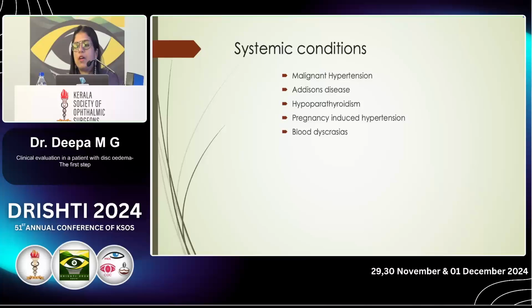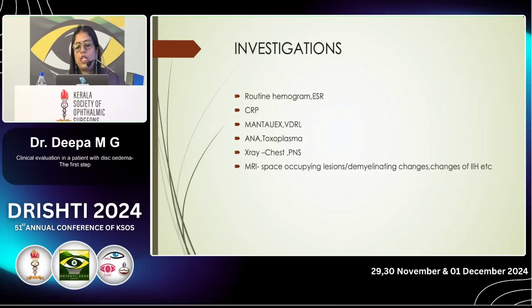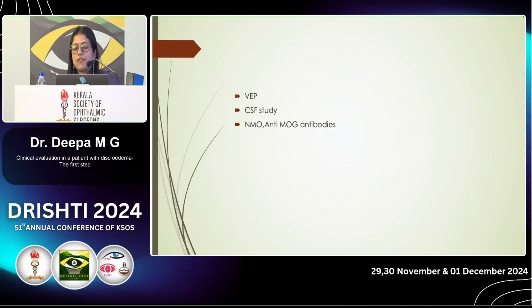Some systemic conditions that we have to keep in mind are malignant hypertension, Addison's disease, hypoparathyroidism, pregnancy-induced hypertension, and blood dyscrasias. The investigations: routine hemogram, ESR, CRP, Mantoux, VDRL, ANA, toxoplasma, X-ray chest and PNS, MRI to look for space-occupying lesions or demyelinating changes, and idiopathic intracranial hypertension, VEP, CSF study, and look for NMO and anti-MOG antibodies. These are all what to go for; which to go for in which condition depends upon each case. So in the coming sessions, we'll see how to approach a case of disc edema.